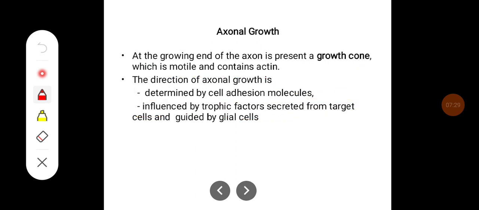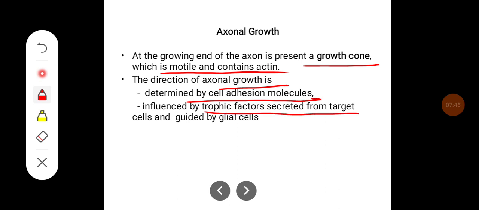Axonal growth. At the growing end of the axon is present a growth cone, which is motile and contains actin. The direction of the axonal growth is determined by the cell adhesion molecules, influenced by the trophic factors secreted from the target cells, and guided by glial cells.